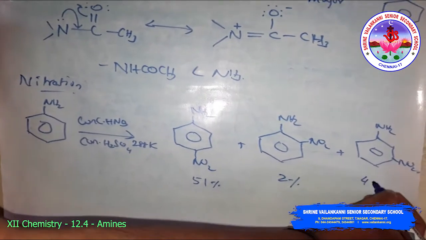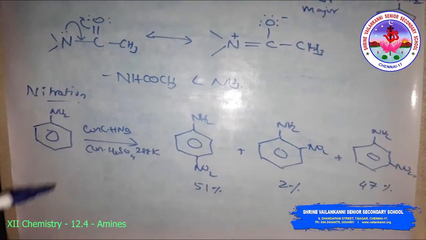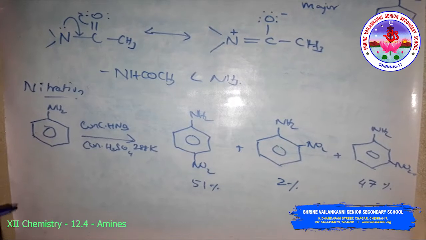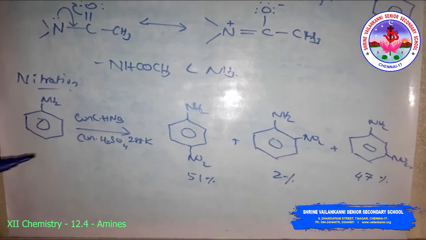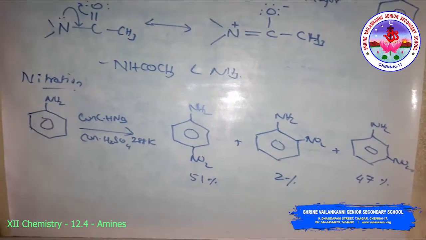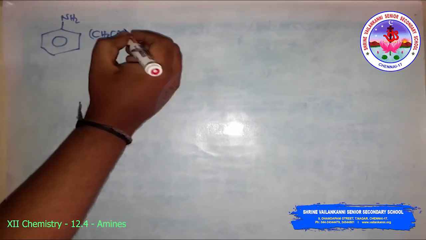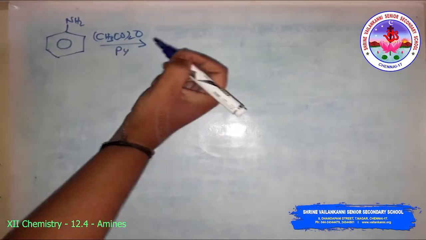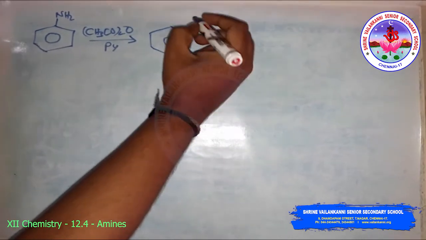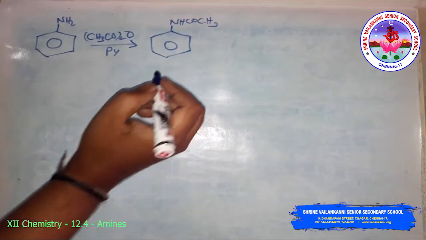See the reaction. Aniline in the presence of acetic anhydride and pyridine forms acetanilide, NHCOCH3. So this is acetanilide. Again, in the presence of concentrated sulfuric acid and nitric acid at 288 Kelvin, it forms para-nitroacetanilide.